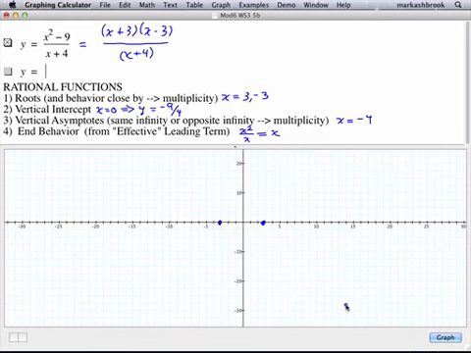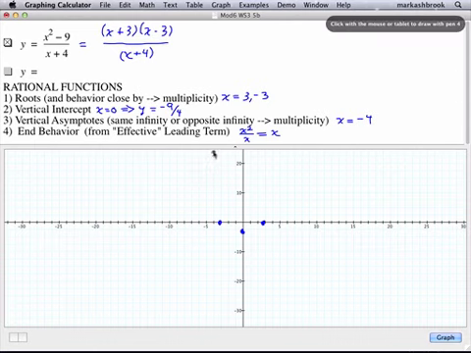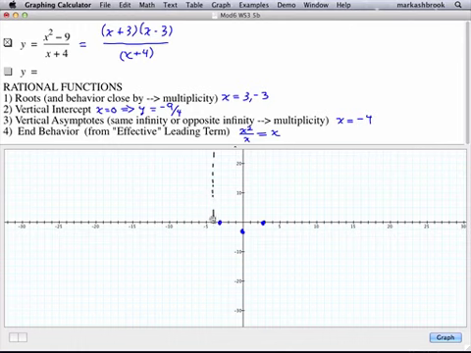Vertical intercept, what does it mean for the graph? Y-axis. So negative 9/4, that's pretty close to negative 2, a little bit more than negative 2. Okay, x equals negative 4 is a vertical asymptote. Put that in black. So that's like an imaginary vertical line. The graph will not cross it.